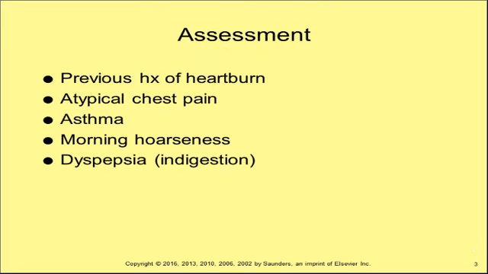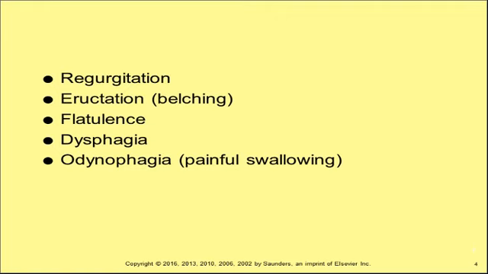So what are we going to be looking for with GERD? A previous history of heartburn, atypical chest pain, asthma. New onset asthma can be a risk factor, morning hoarseness, and of course dyspepsia, which is just indigestion. All these symptoms are an indication of acid reaching the esophagus. Regurgitation, eructation, which is belching. People who have a lot of belching are at risk for GERD, flatulence, or gas. Dysphagia, and then odynophagia, which is painful swallowing.